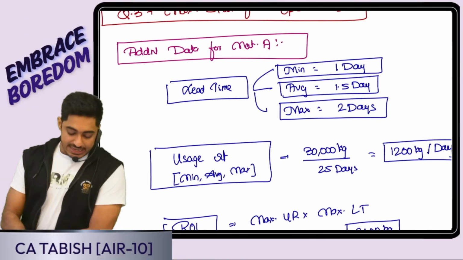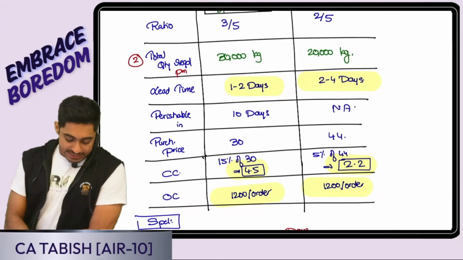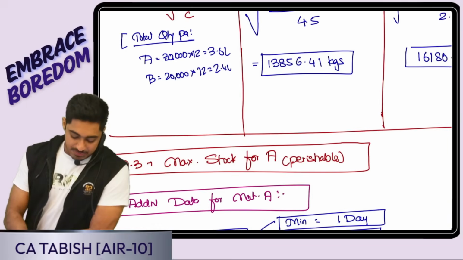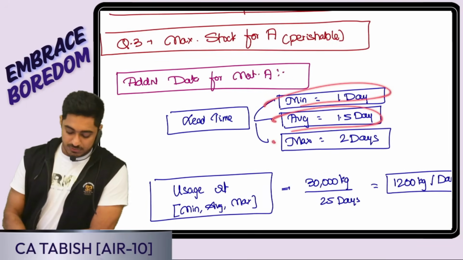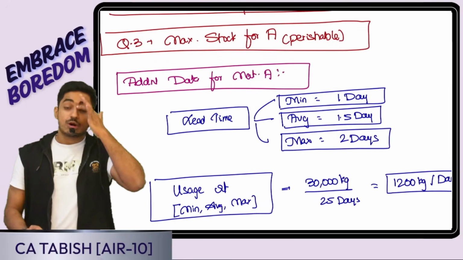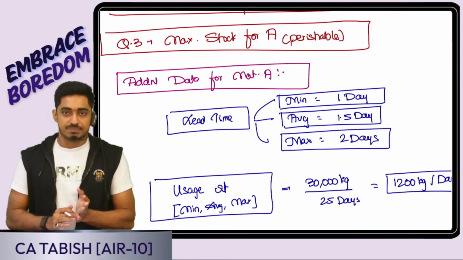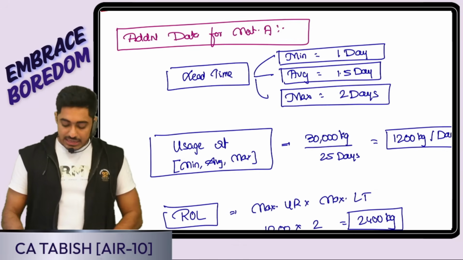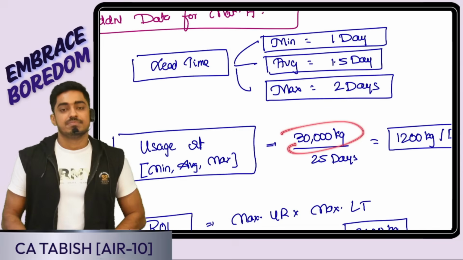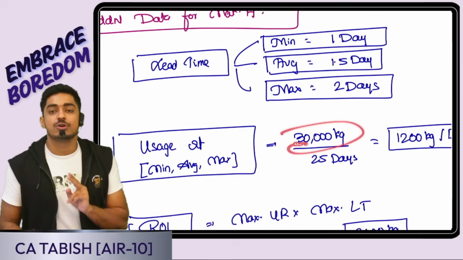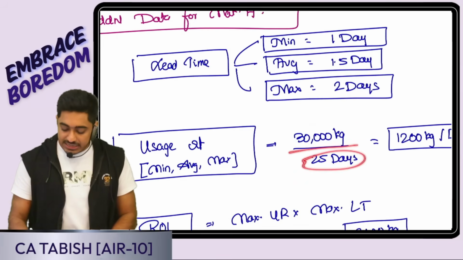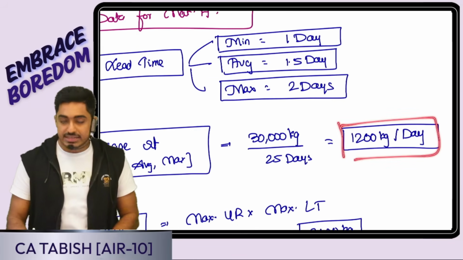Tell me, for material A, lead time. The question has told the lead time is going to be 1 to 2 days. That means minimum is 1, average is 1.5, maximum is 2 days. Okay, fine. Now comes usage rate, how much we are using. The question has told that for A, in a month I want 30,000 kg. The question has only told that we are working for 25 days in a month.